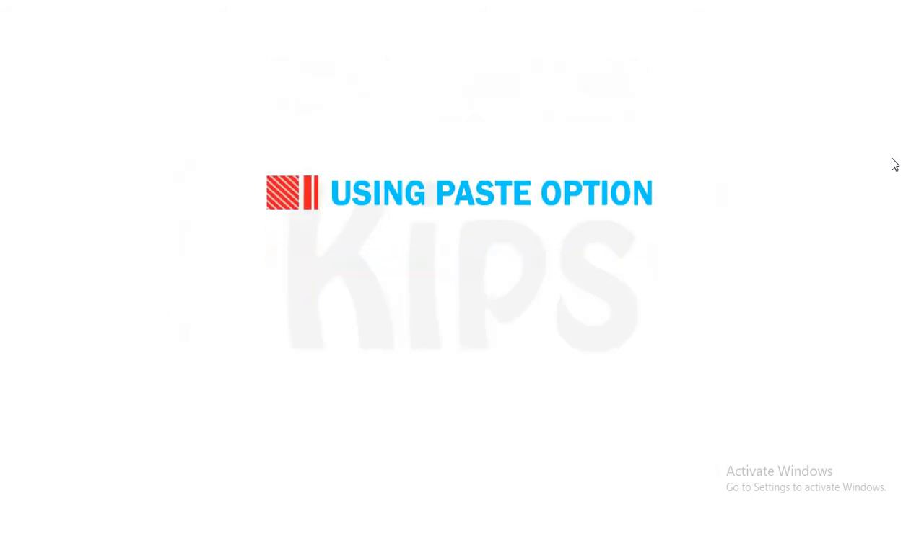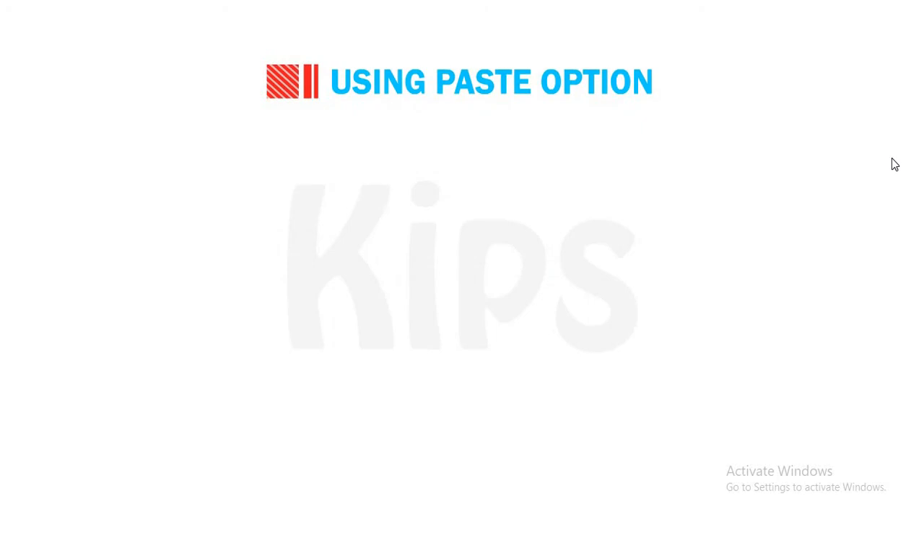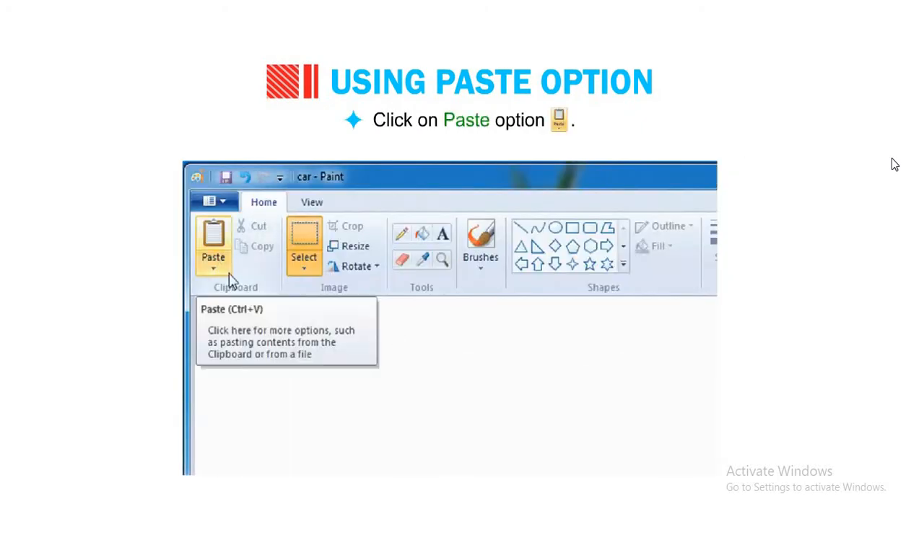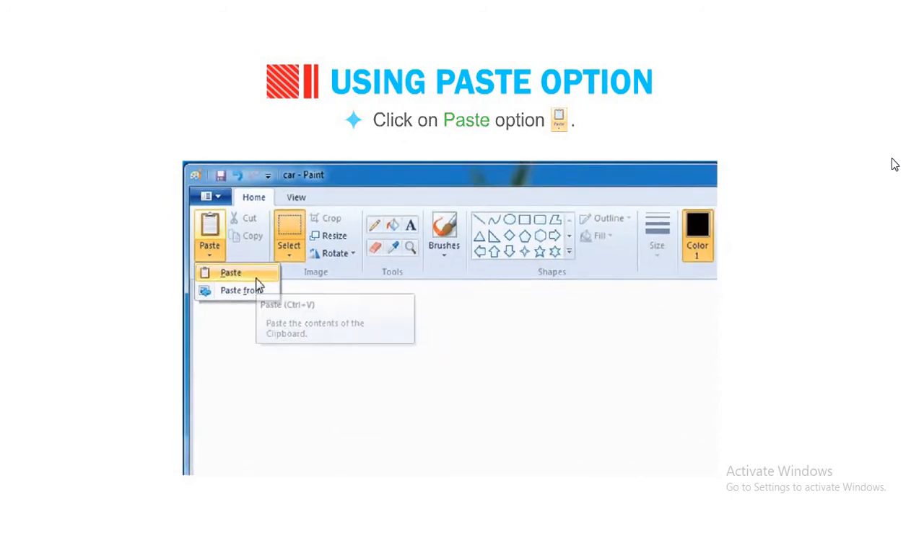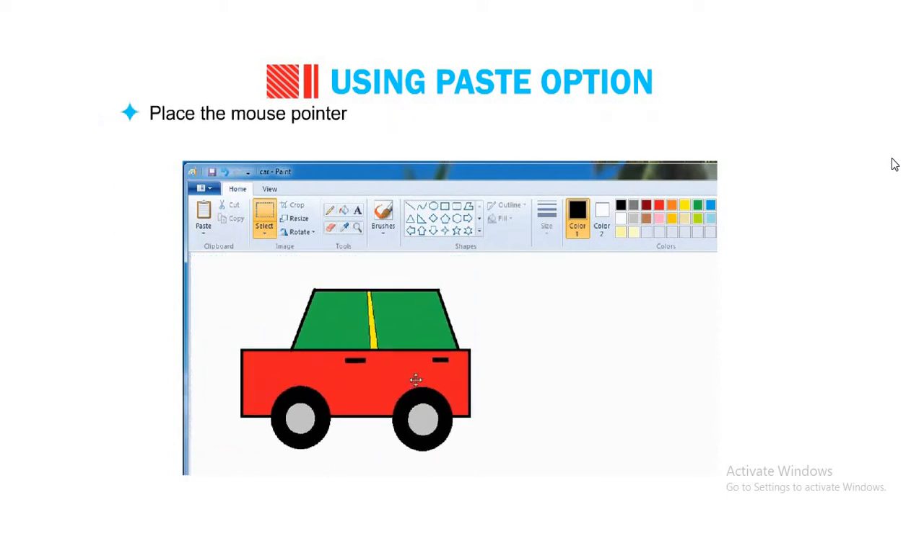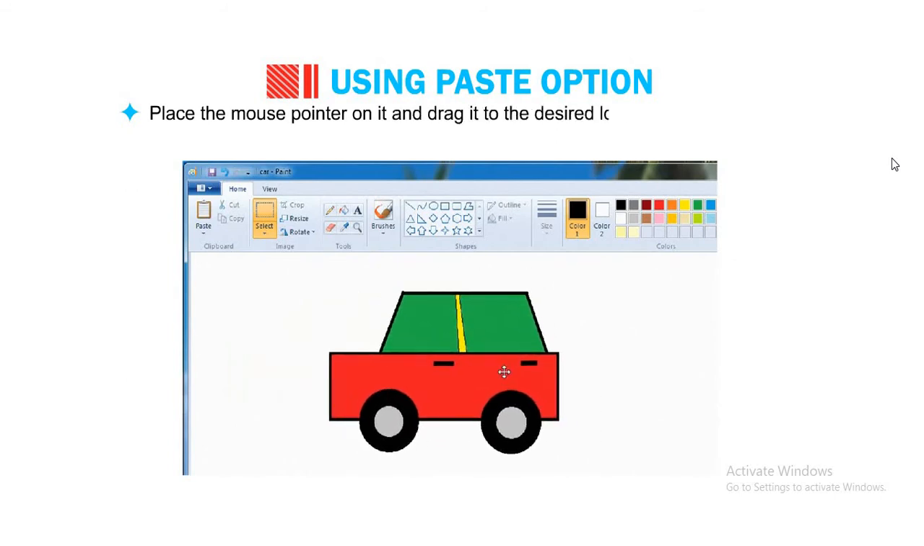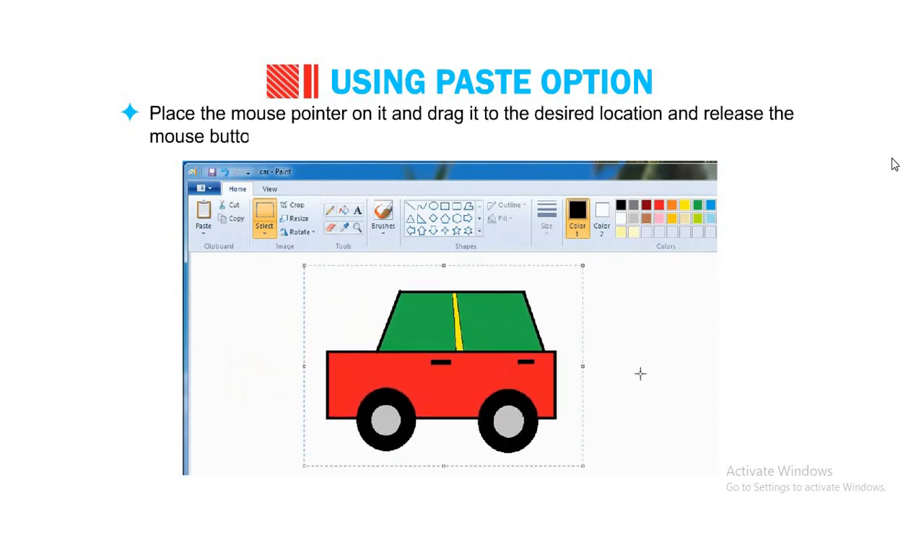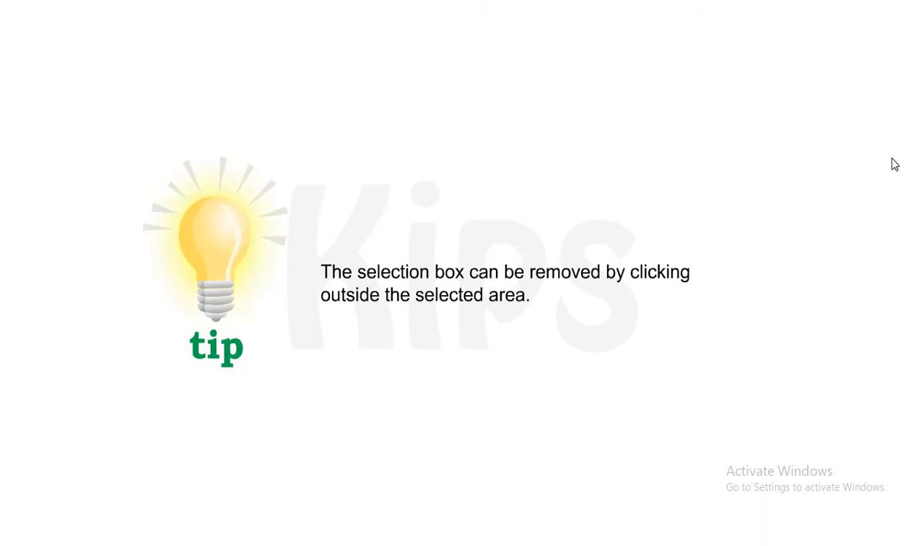Let me now tell you how to use the Paste option. Click on Paste option. Now the object that you have cut will reappear on the top left corner of the drawing area. Place the mouse pointer on it and drag it to the desired location and release the mouse button. Students, let me tell you that the selection box can be removed by clicking outside the selected area.